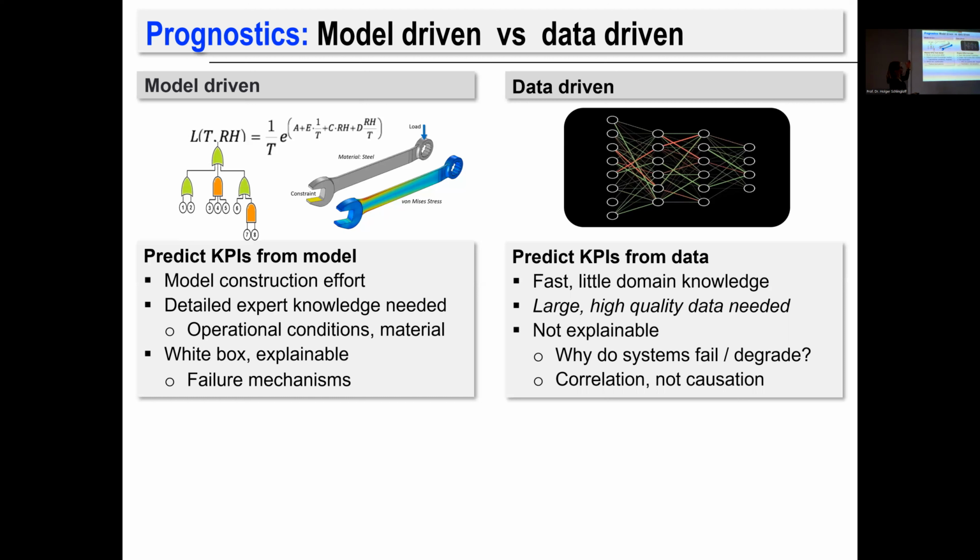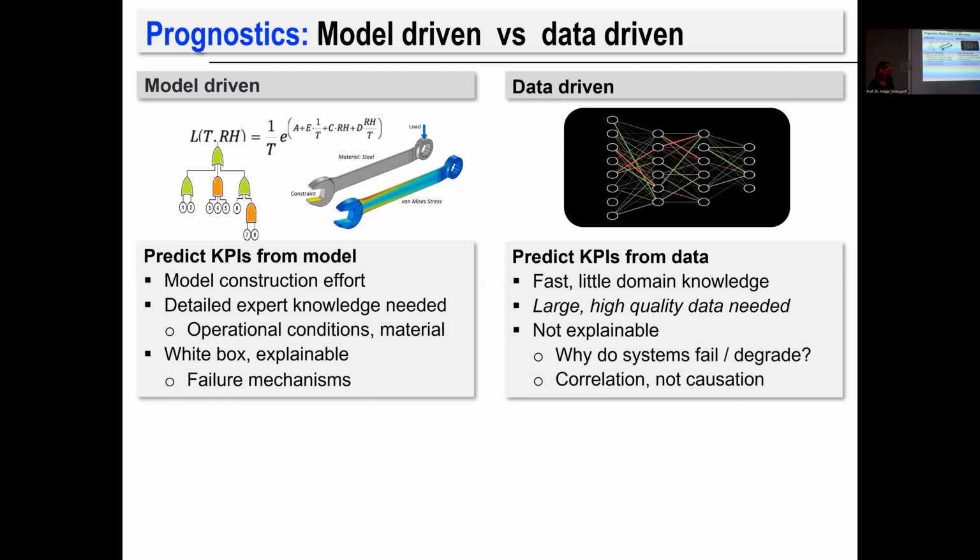This is, of course, very much unlike the data-driven approaches where you put in lots of sensor information, and this neural network spits out whether or not you have an anomaly or when you can expect your next failure. This is fast. You don't need to know the exact failure mode, but the problem is that you need a lot of high quality data, and this is actually hardly available at the moment.